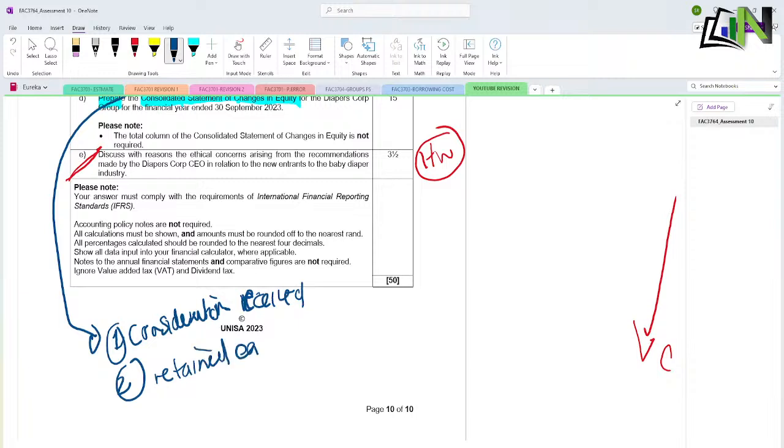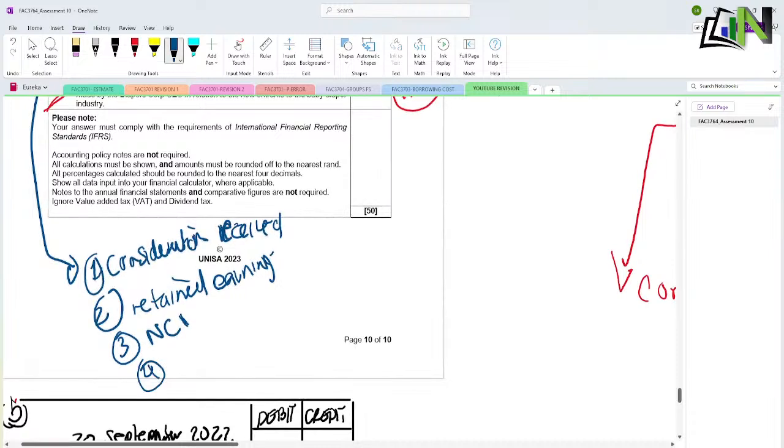Then I would need the NCI part that is derecognized, the NCI at this date. And for me to calculate these, I'll also need to know the goodwill that is going to be derecognized on this date, and the total equity.